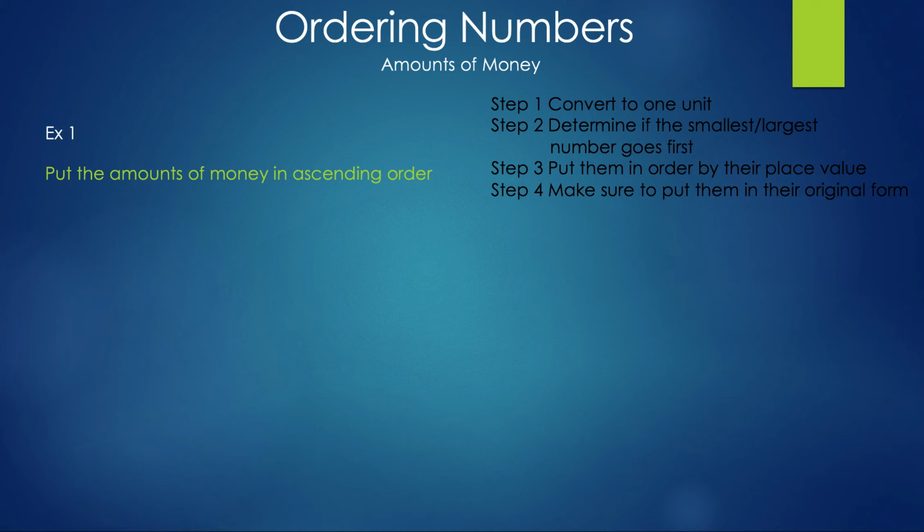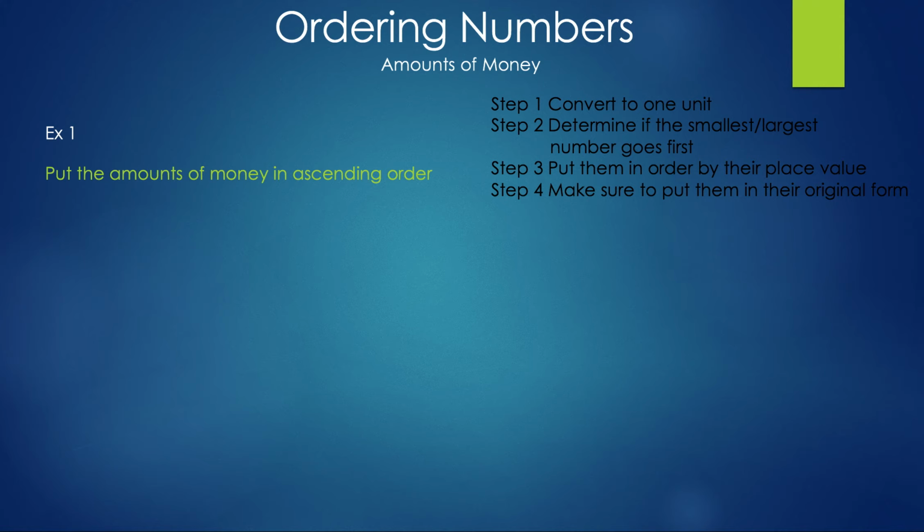We have 4 steps when we're ordering numbers. Step 1, convert to 1 unit. Step 2, determine if the smallest or largest number goes first. Step 3, put them in order by their place value. Step 4, make sure to put them in their original form.